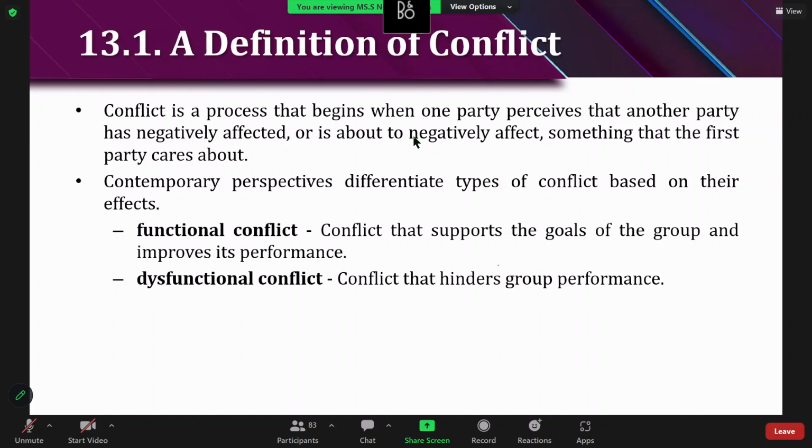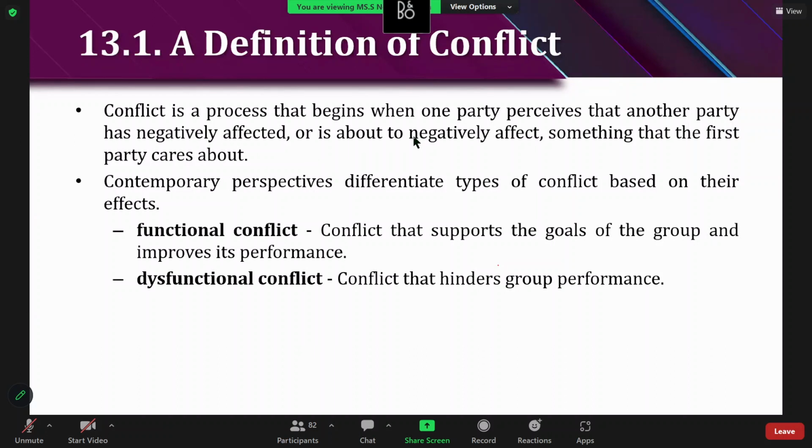So if something is negatively affected by the second party, but you don't care about those things, if it is not important to yourself, then you will not care about it. It's not a problem to you. The problem arises when you consider the thing which is being negatively affected by the other party as important to yourself, and when you care about that particular thing, you will try to pursue this conflict.